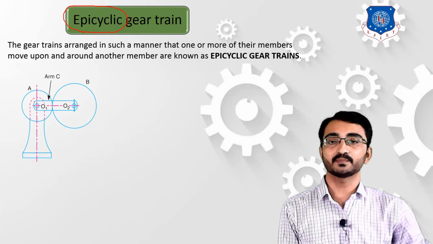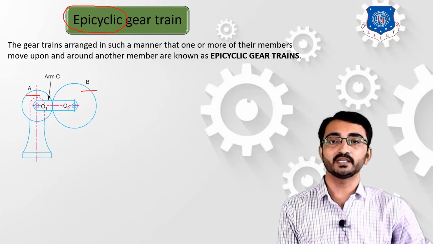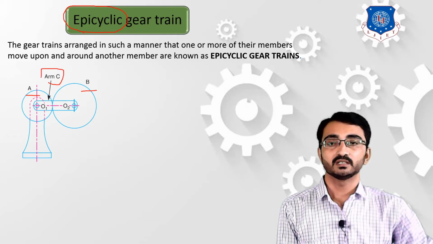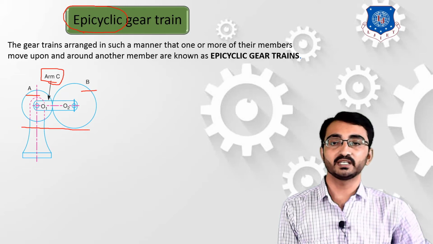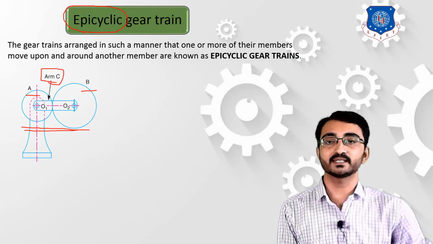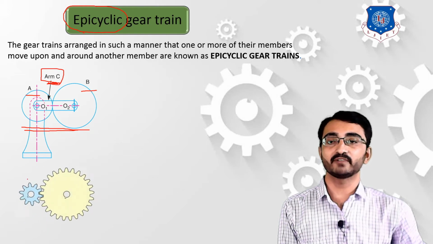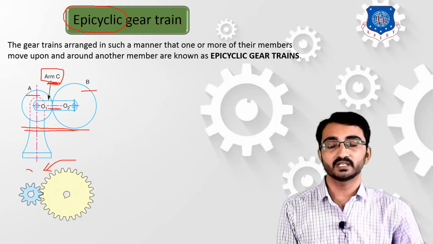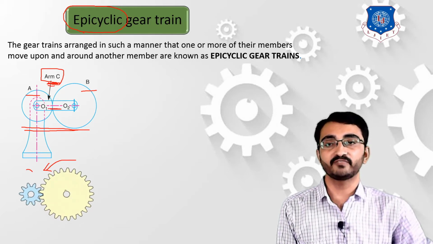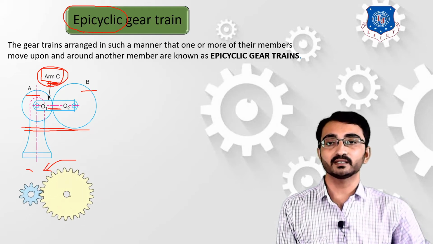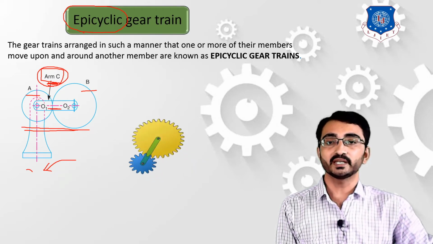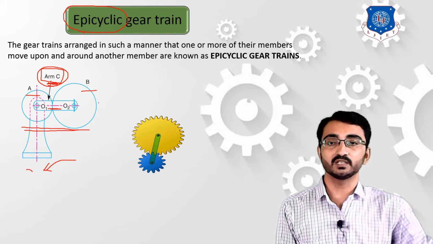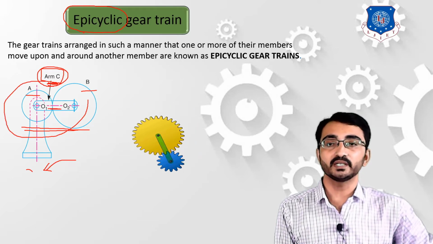So over here in this assembly you can observe gear A and gear B, a simple gear train, connected with this arm C. If we fix this arm, then when we rotate gear A, it will also rotate gear B in the opposite direction. But now in this assembly, if we are not fixing this arm C, and let arm C move in any direction, then with respect to gear A, gear B will be moving on its periphery.